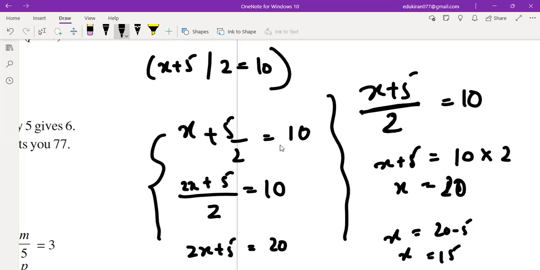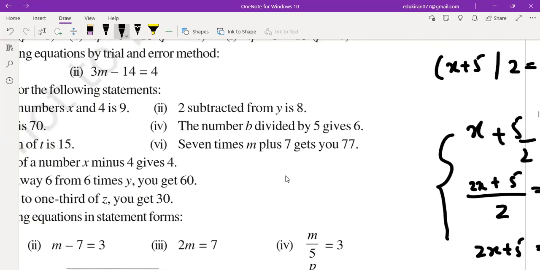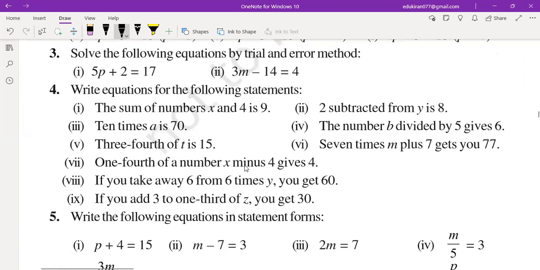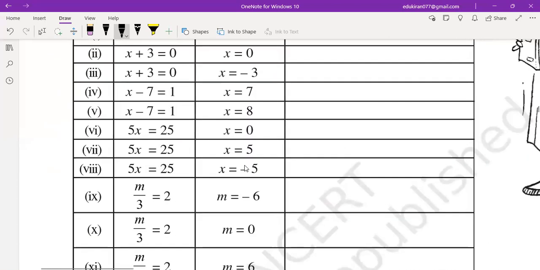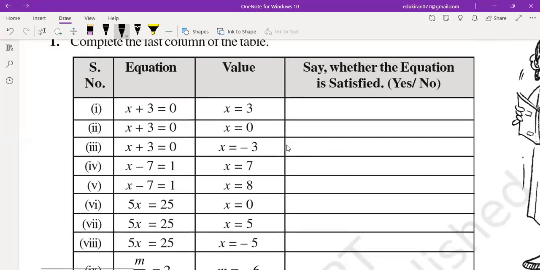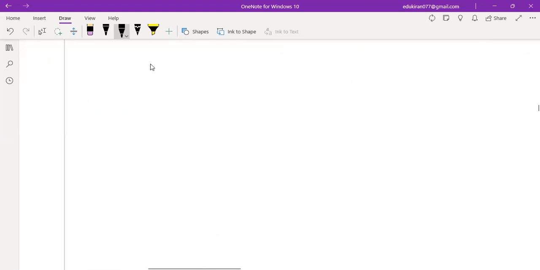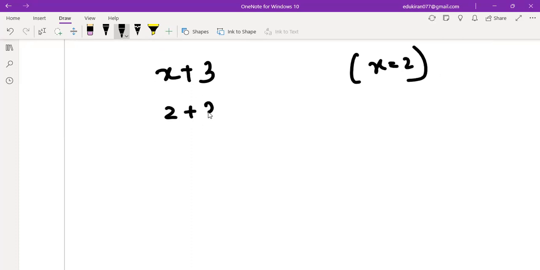Don't worry, today I have to teach you this concept. Okay, let's just start from here only. So students, listen to me very carefully. Now, for example, I gave you x plus 3. Over here, I will give you a value. For example, x is equal to 2. So in place of x, you will write 2 plus 3. And your answer is 5. Clear?